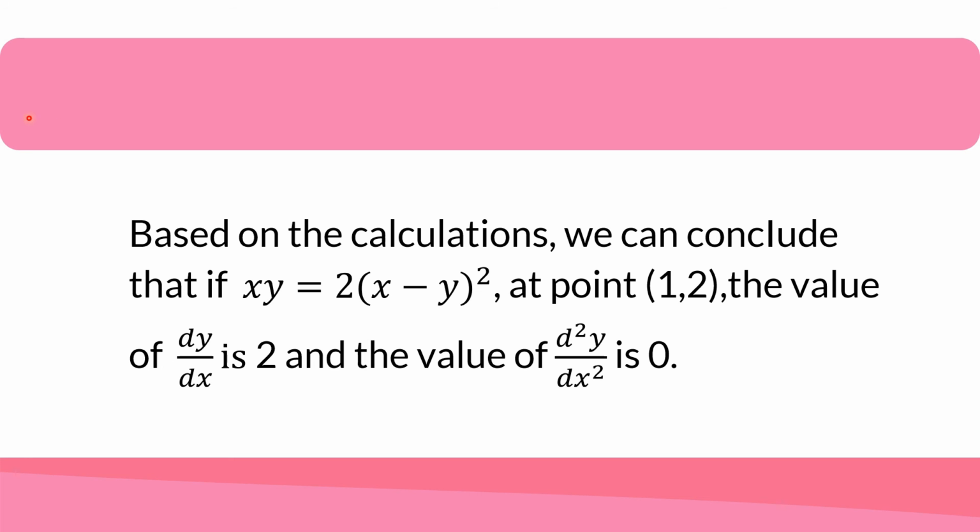Based on the calculations, we can conclude that if xy equals 2x minus y squared at point (1, 2), the value of dy over dx is 2 and the value of d squared y over dx squared is 0.